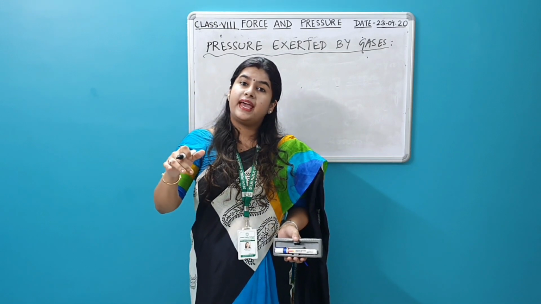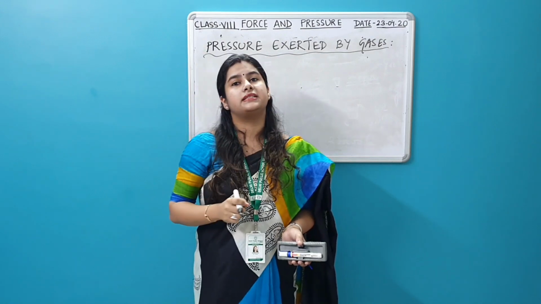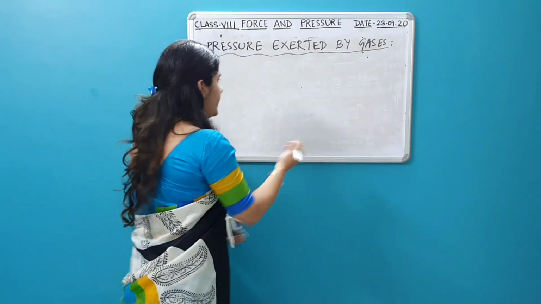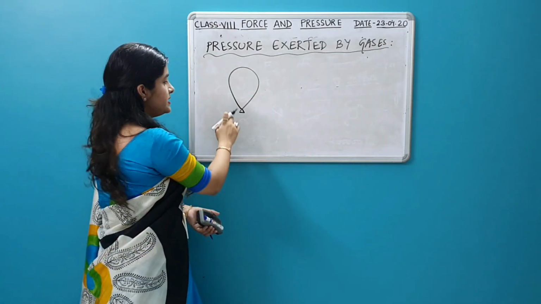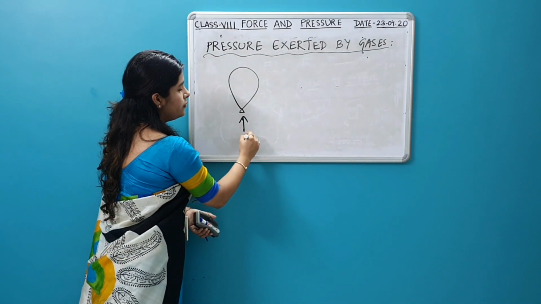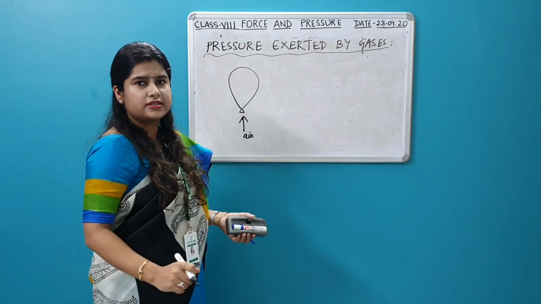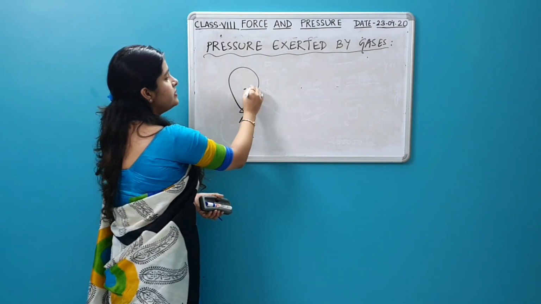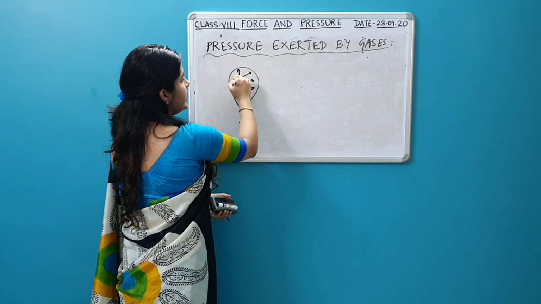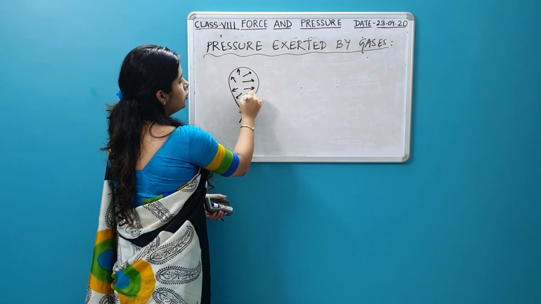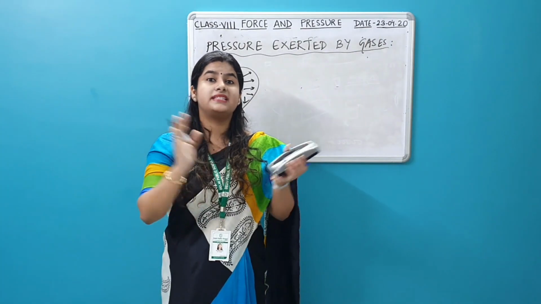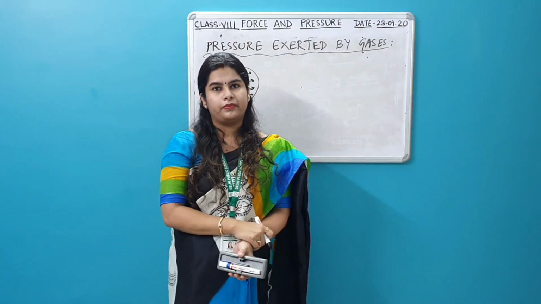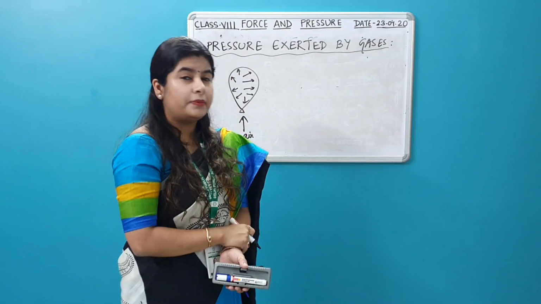So when you are blowing air, the balloon automatically gets inflated. Why does it get inflated like this? It is because you have inserted lots of air or gases inside the balloon. As a result, these gases, this air, exert a lot of pressure on the walls of the balloon, and hence the balloon gets inflated. So this is one very common example.